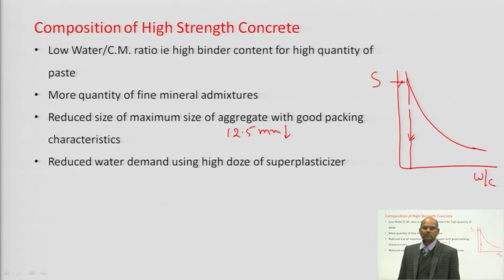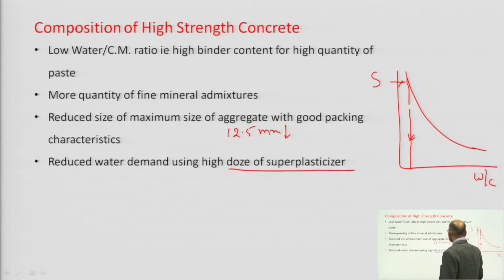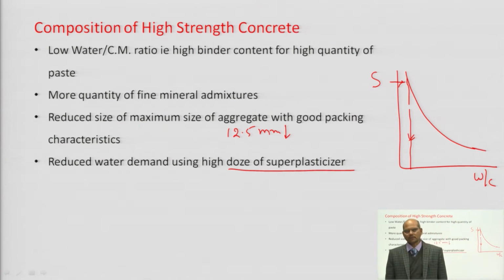Because you need a reduced water cement ratio, for that purpose what do we have to do? We have to increase the dosage of superplasticizer, so that we can reduce the water demand, because as the water demand increases, the amount of cementitious material will increase. So to reduce the water content, we are using superplasticizer.